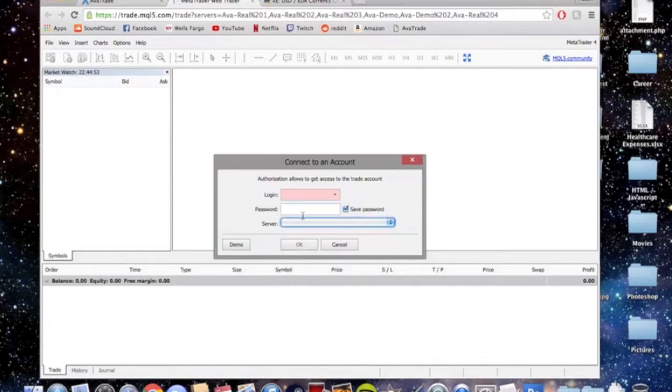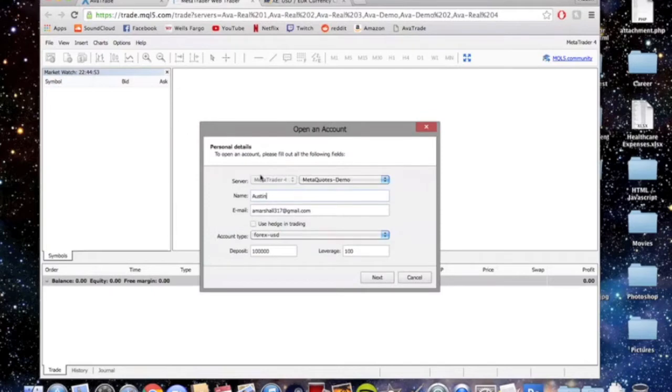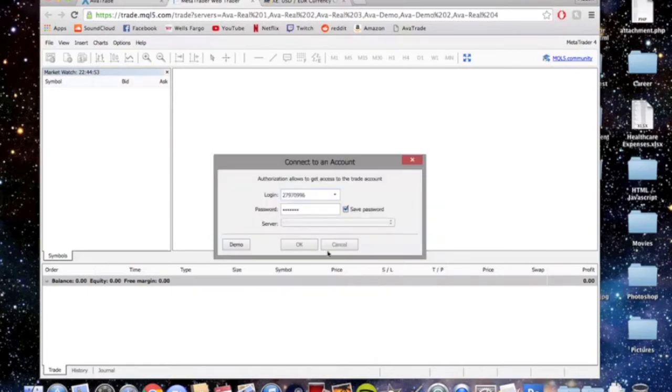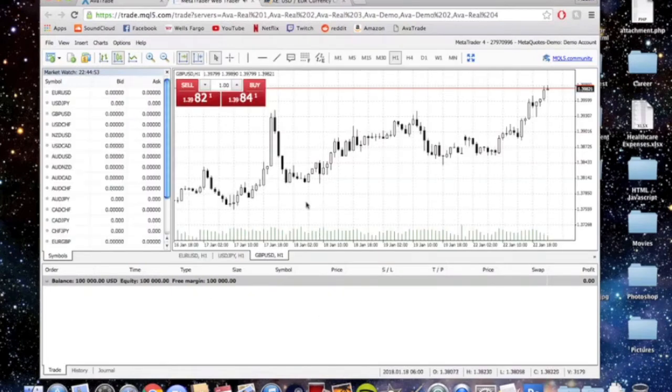But if you lose that information or if it expires, you can just click on this here, put your information in here. 100K is fine, leverage 100 is fine. Forex USD, I'm in America, so click next. It'll register you, give you this temporary login information. Just hit complete and it should log you in here.